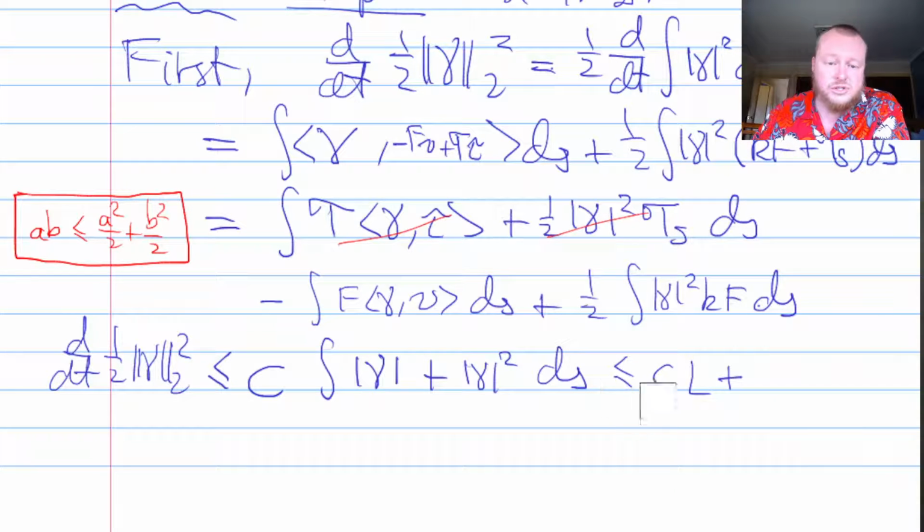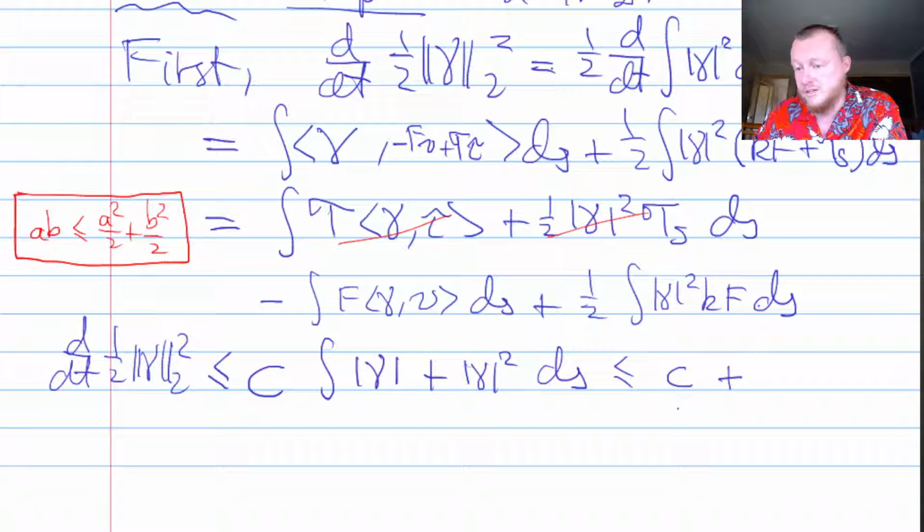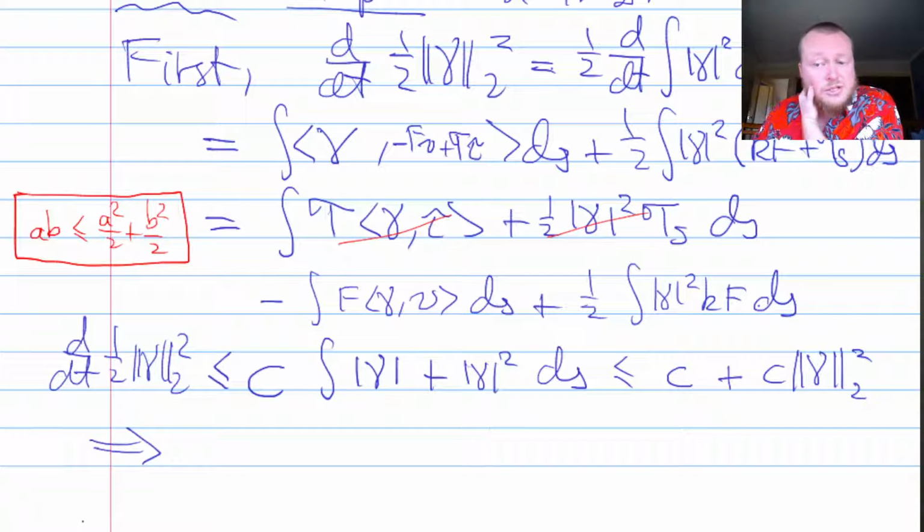Okay, so we use the same letter C to mean a constant that can change from equation to equation, but is in every case uniform in time. Plus, and then this is just the one of these again. Okay, and now you see what we've got. We've got a function of time whose derivative is bounded by a constant plus itself. Well, that implies that it grows at most exponentially. Well, how? By Grönwall's inequality.